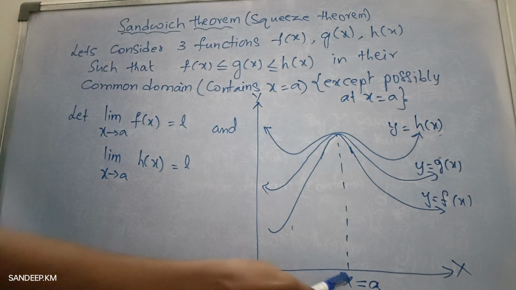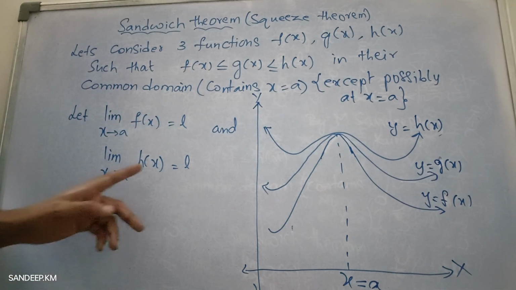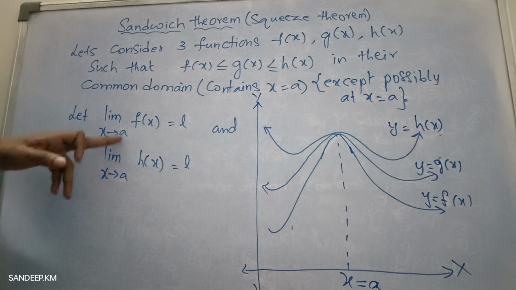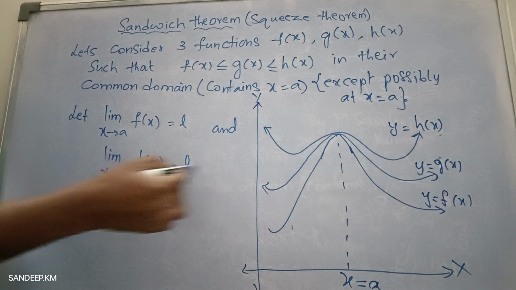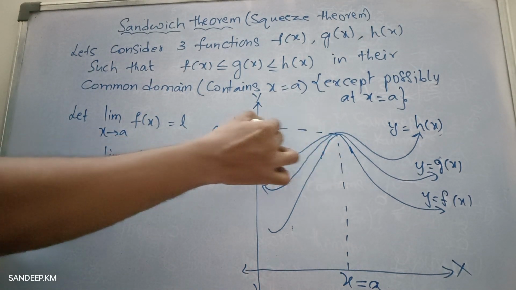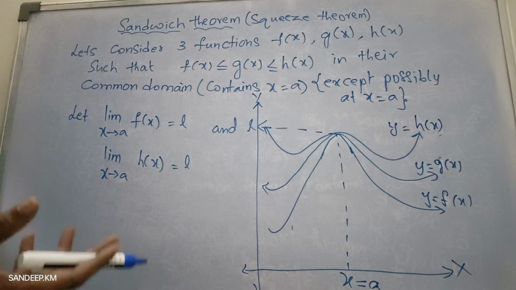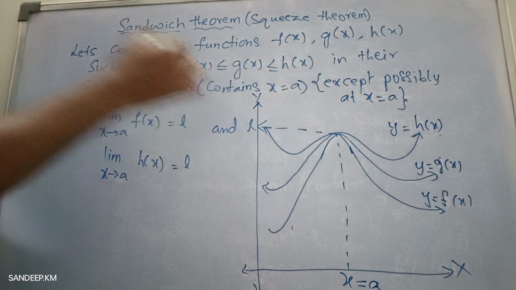Now when x approaches a, let us assume that f of x is approaching a number L and h of x is also approaching the number L, which means limit x approaches a of f of x is equal to L, and limit x approaches a of h of x is also equal to L. But we don't know the limit x approaches a of g of x. Then what will we do? We will use this inequality.